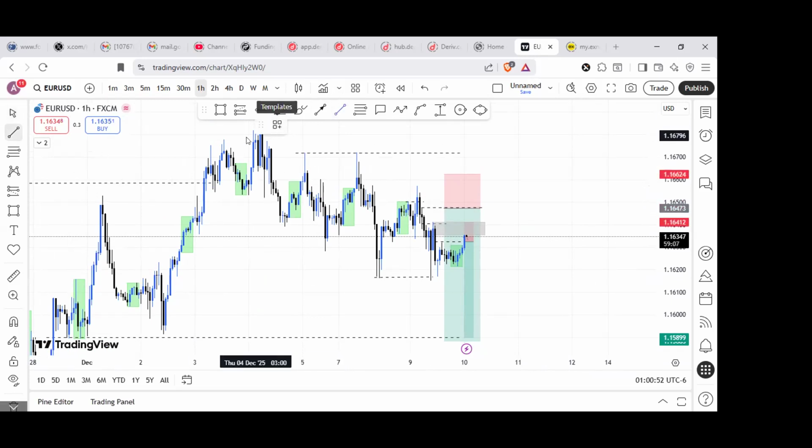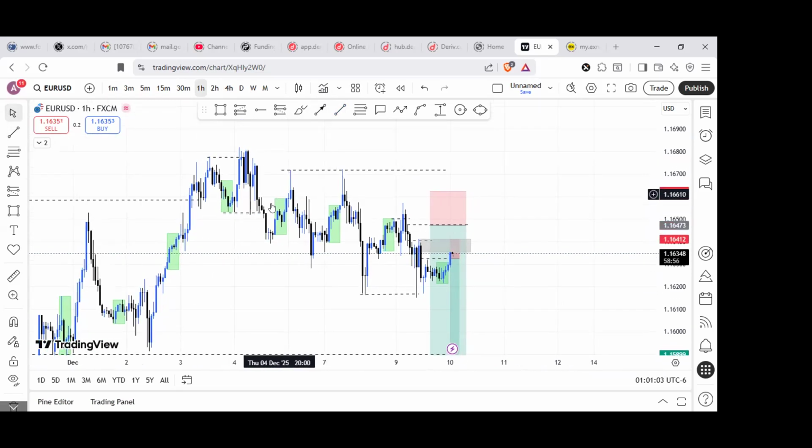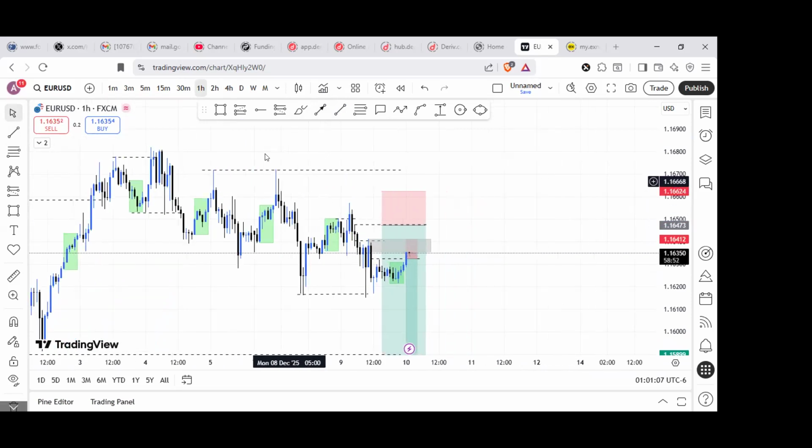So we had this sweep here, then we got the change of character here. Immediately I saw this, I was already expecting price to sell, but I was not interested. I was just chilling, but then it just kept repeating itself.